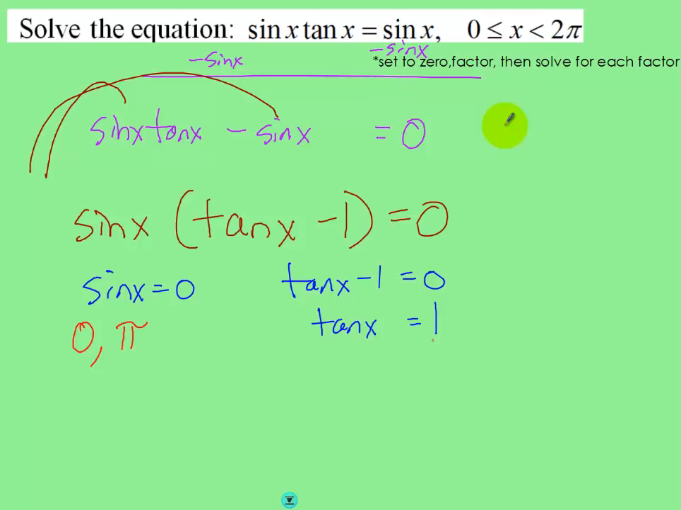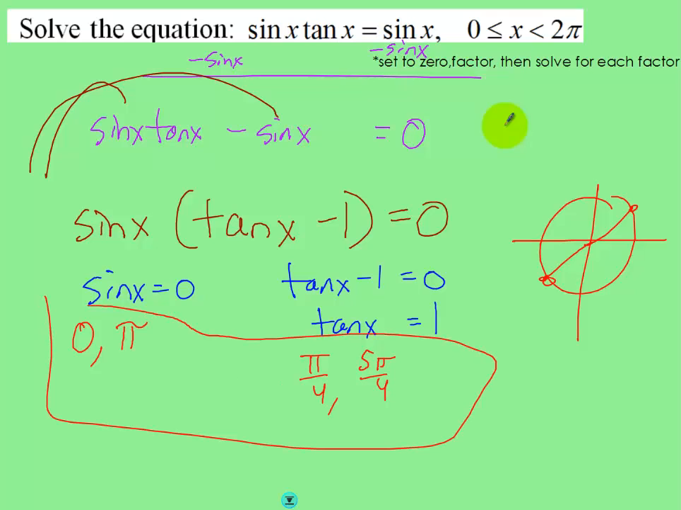For tangent of x equals 1, going back to my unit circle, sine over cosine equals 1 in quadrant 1 and in quadrant 3. So quadrant 1, that's going to be at pi over 4, and then quadrant 3, that's going to be 5 pi over 4. So our 4 solutions are right there.